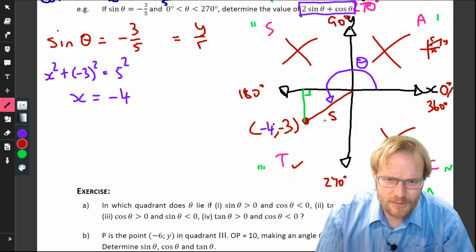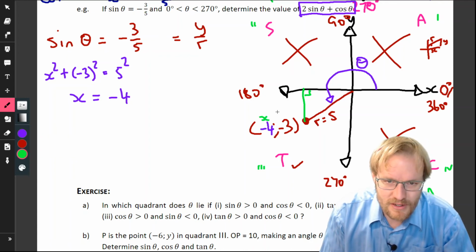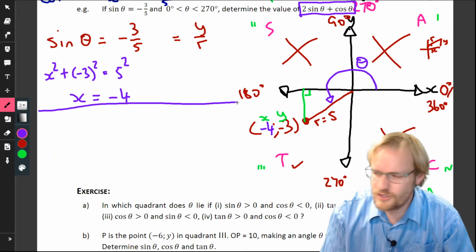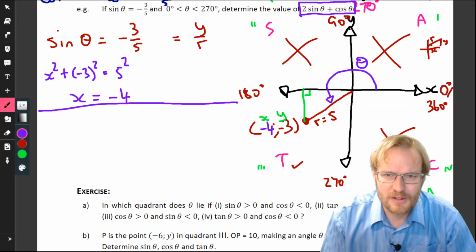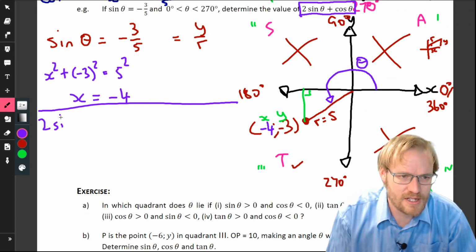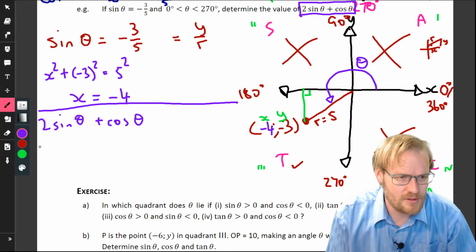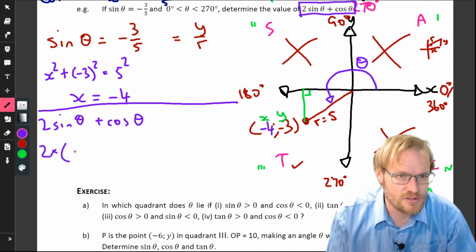I actually think it might be worthwhile writing r equals 5, and maybe over here we can even say this is our x value, this is our y, just so we can see it quite quickly. Okay, so we just got the last bit to do, and that is determine this stuff here. 2 sine theta plus cos theta. Well, that's 2 times sine theta. Well, sine theta was already given to us, so there's nothing really to do. Let's just put it in.